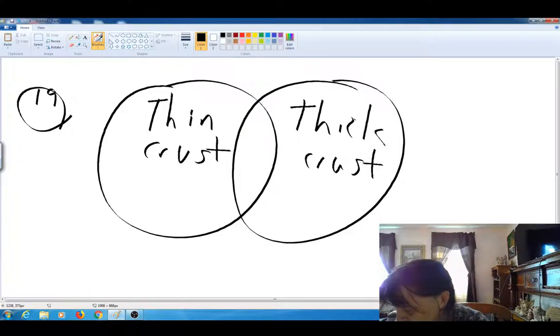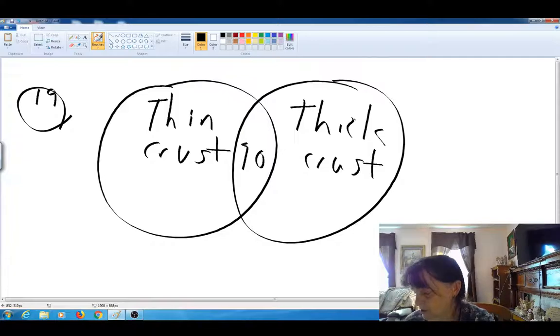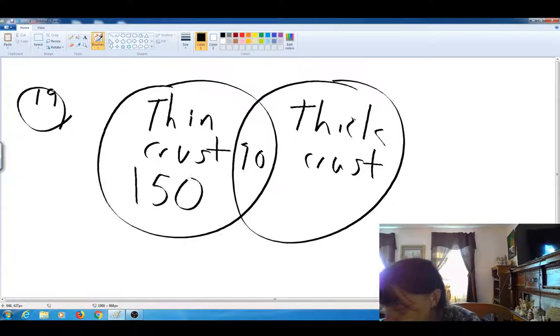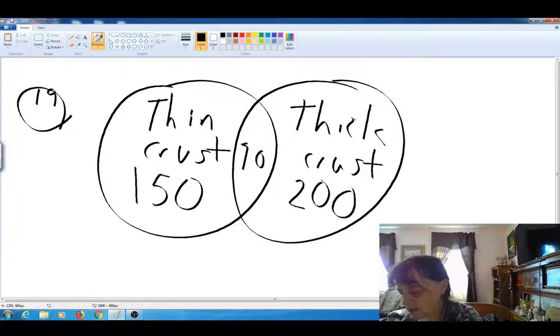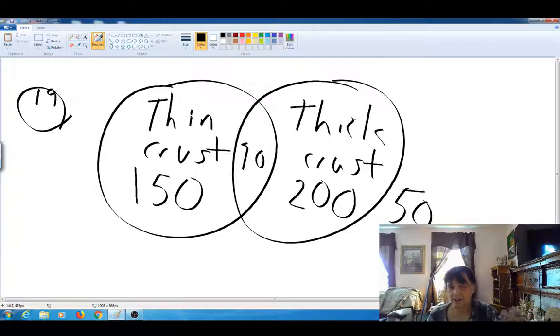Now, how many like both? 70 like both. And number thin, 220. So 220 minus 70 is 150. And thick crust, 270 minus 70 is 200. And 50 did not like pizza at all. So every one of these people was surveyed. Okay, so how many people were surveyed? 150 plus 70 plus 200 plus 50.